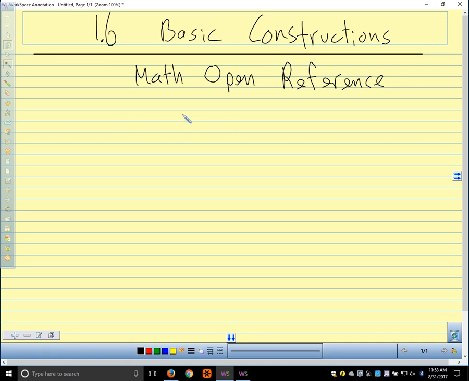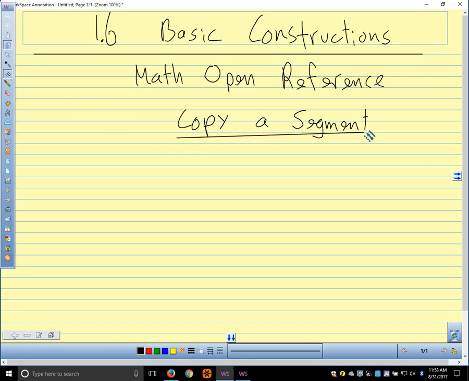So the first one that we're going to do, I call it copy a segment. On your note sheet, it says construct a congruent segment. I call it copy a segment. So we're going to start with a segment, any segment. So there's my segment. What I do to do this construction is I'm just going to draw a point that is the endpoint of the new segment that I'm going to construct.